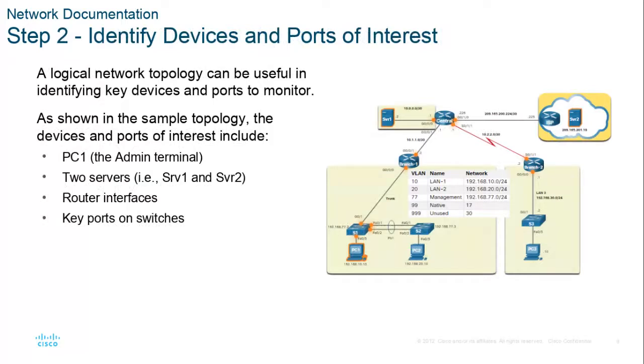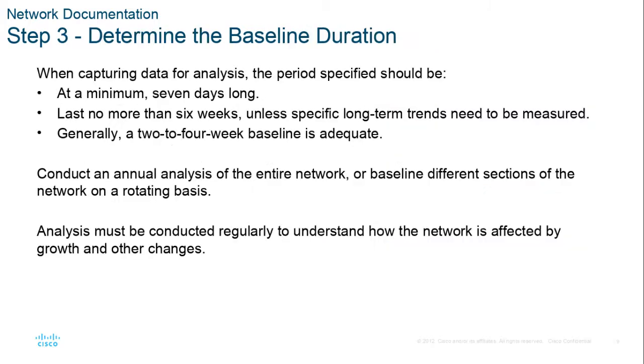Step 2, identify devices and ports of interest. So in this case, they've identified that PC1 is the administrator terminal, and the two servers, server 1 and server 2, that people are doing file and print sharing with the company, router interfaces and key ports on switches. And we're going to look at those with show commands on the routers and switches. On the Windows devices, the servers and the desktop machines, we can use the built-in features in Windows like the event manager and the process manager to see what's going on on all these devices.